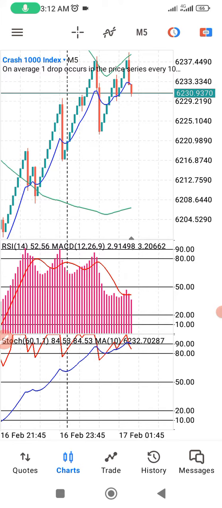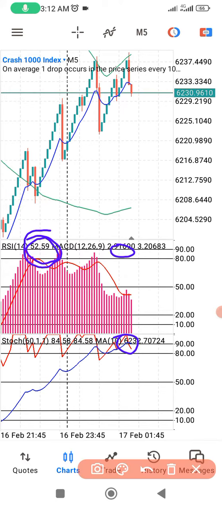You can see it at any point. At any point these conditions are met, it drops. These conditions are met, it drops. And it will still be dropping from this zone.